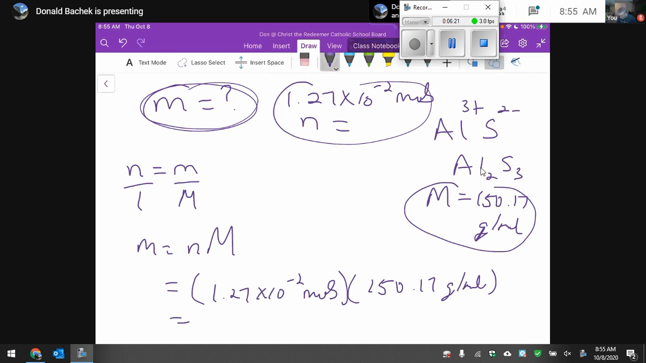Oopsies. I need a different calculator, I know that. Times 150.17. Okay, I get 1.907, and that would be grams, because remember that moles and that moles cancels.